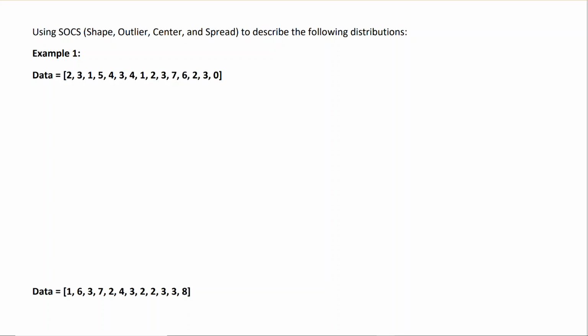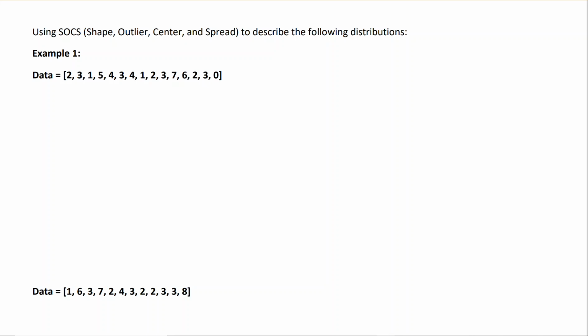Alright, in this video, I want to talk about 3 examples using the SOCS to describe the distributions. Right here, I just state 3 different situations about the distributions. So let's talk about these examples one by one. Since I made this data, it is not very big, right? Actually, we don't need the jump. We can calculate or just draw the histogram by hand, right?